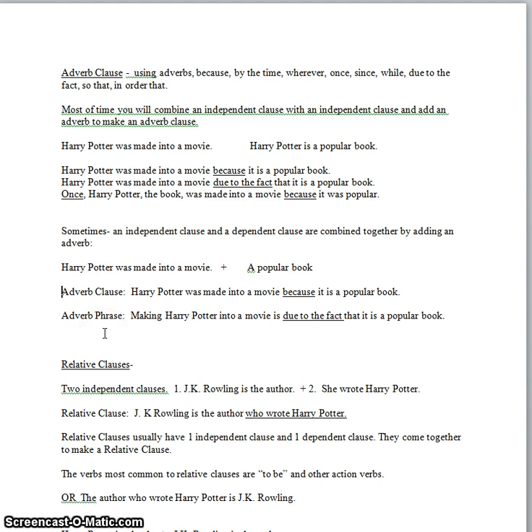Now, we are not going to have adverb phrases on the test, but some of you may want to know how to make this sentence into an adverb phrase. This is an adverb phrase. I've changed made into making. Making Harry Potter into a movie is due to the fact that it is a popular book. However, on the final exam, we are not going to have adverb phrases. So don't worry about that.